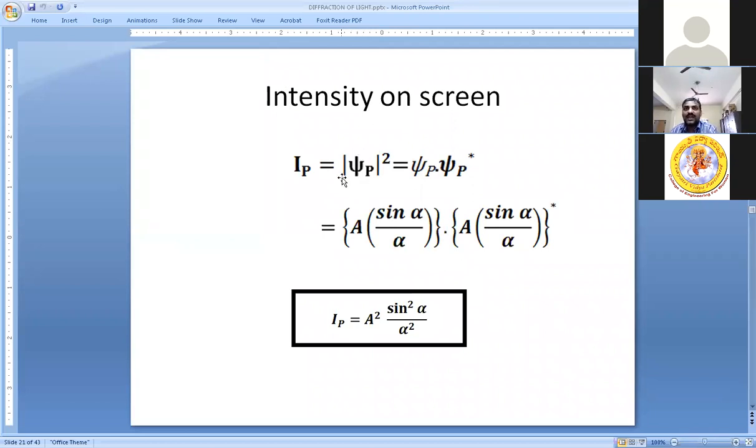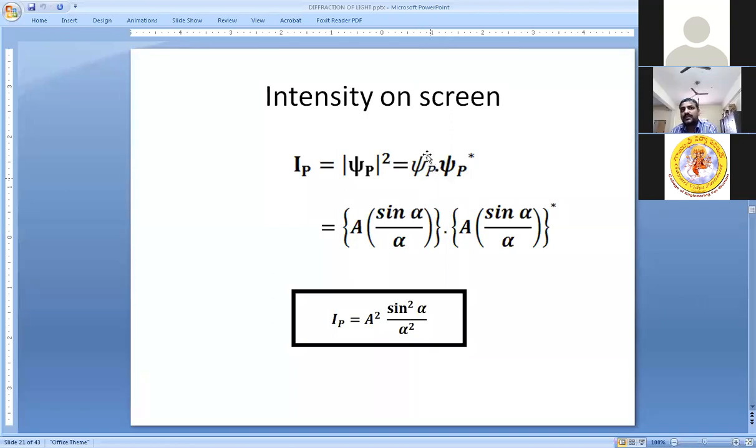Please remember, I have taken the psi as a complex function. For complex functions, in order to get real values, you should take the modulus square, psi into psi star, where psi star is the complex conjugate. Let me explain: z is a complex number, something like x plus iy. Then z star will be x minus iy. Wherever you get i in that function, you just replace it with minus i. That's what you call the complex conjugate, right?